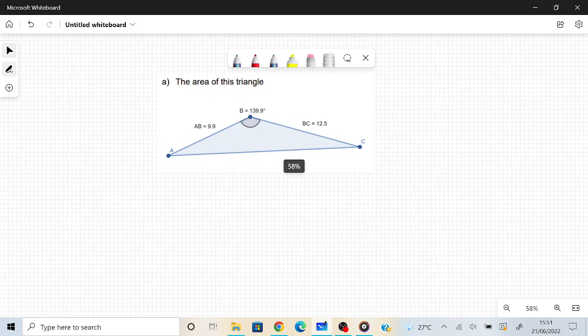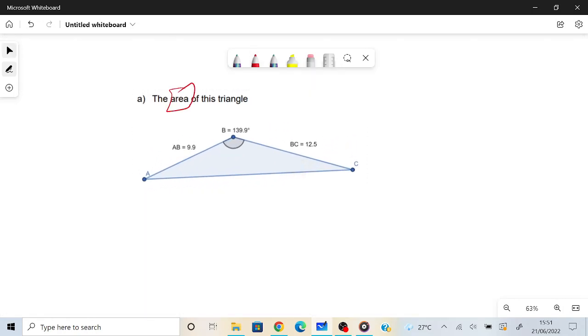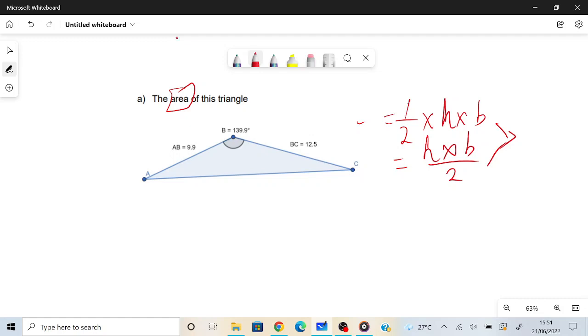Here. So in this question, it asks us to find the area of the triangle. So no need for sine or cosine rule. Now we're all familiar with the area of a triangle. We know area of a triangle is equal to half times height times base, or height times base over 2. It's the same thing, these two. But in this case, you can see we do not have the height, we do not have the base. So how exactly are we meant to go about this?